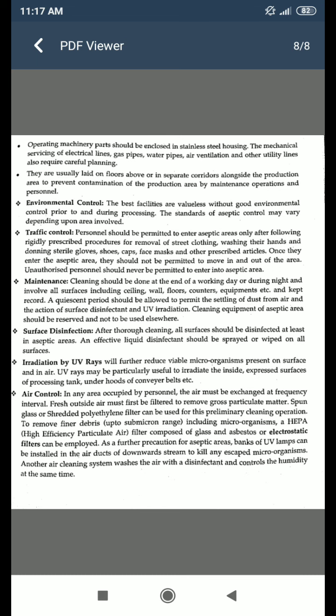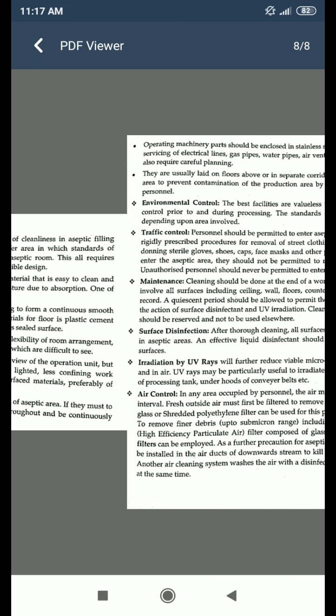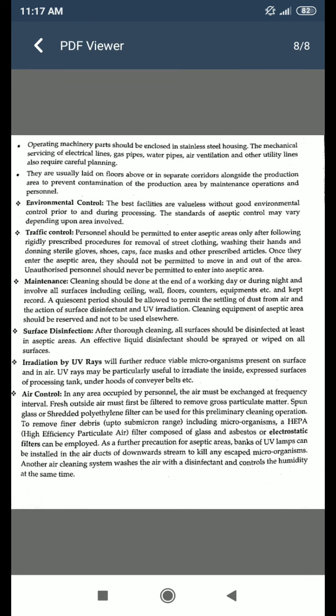Then here are the points to complete this topic, facilities. First is environmental control, then traffic control, maintenance, surface disinfection, then irradiation by UV rays and air control. I will stop here, then the remaining part we will discuss in the next lecture. Okay, thank you.